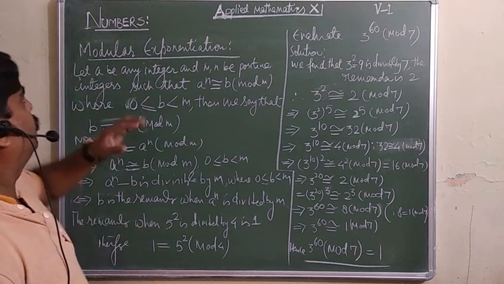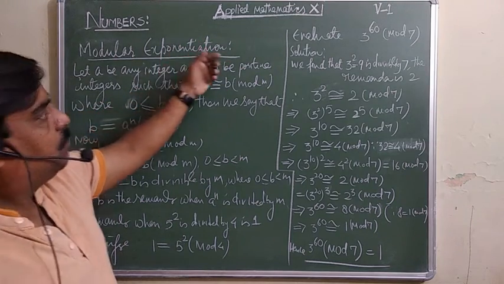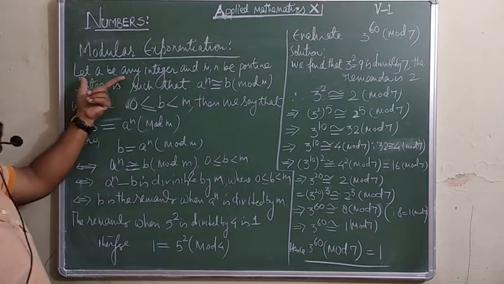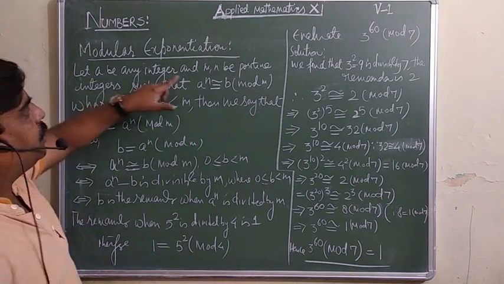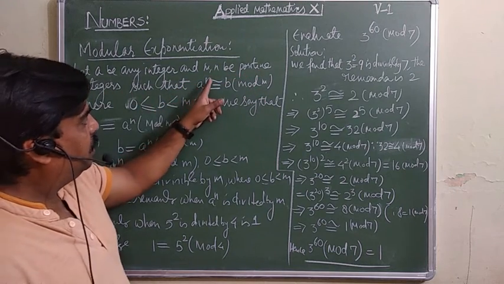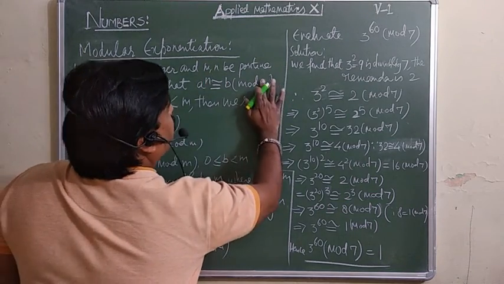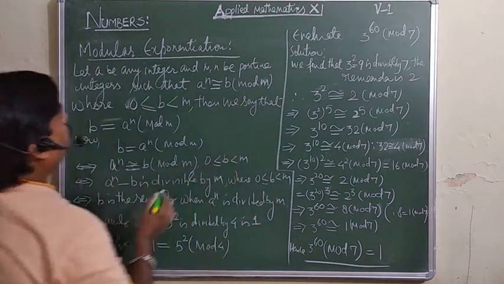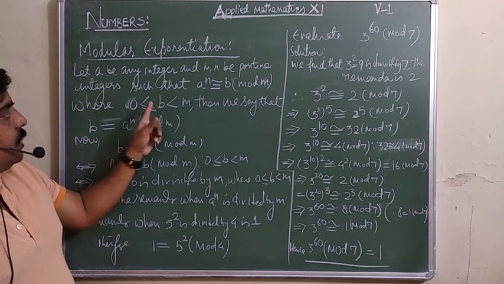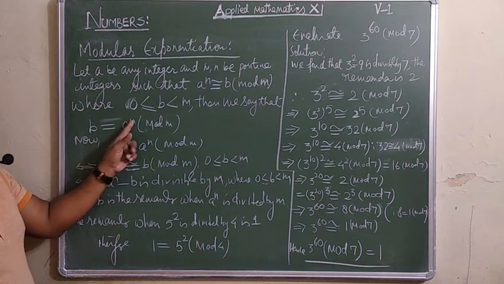Okay, now modular exponentiation means the question is given in the form of an exponent. So first, the definition: let a be any integer, and m, n be positive integers such that a raised to power n is congruent to b modulo m, where b should be less than m but greater than or equal to 0. Then we can say that b is equal to a raised to power n modulo m.